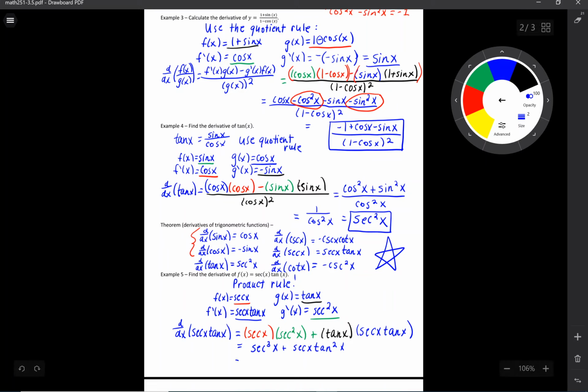And I can factor out a secant x from each of these terms. And if I do, I get secant x times secant squared of x plus tangent squared of x. And this is as simplified as I can get it. This inside here, secant squared of x plus tangent squared of x, looks almost like a trigonometric identity, but we are off by a negative sign. So that's as simplified as we can get.